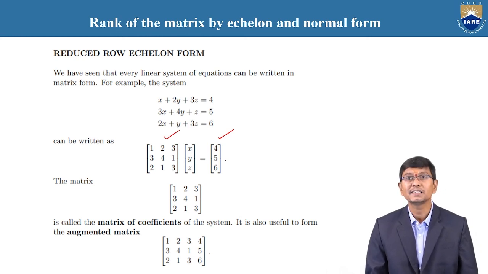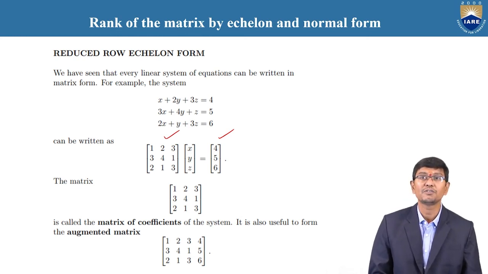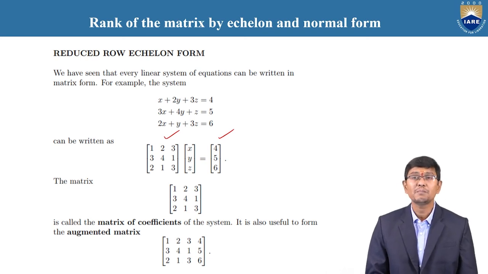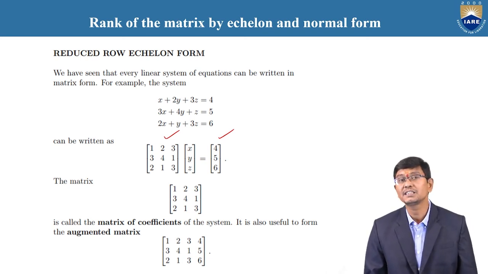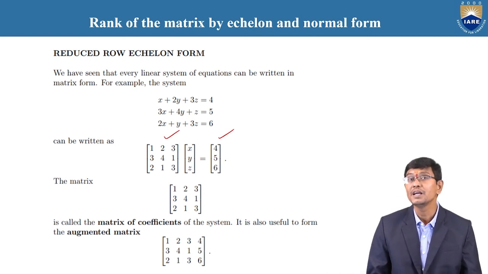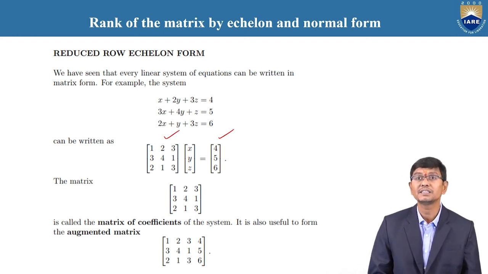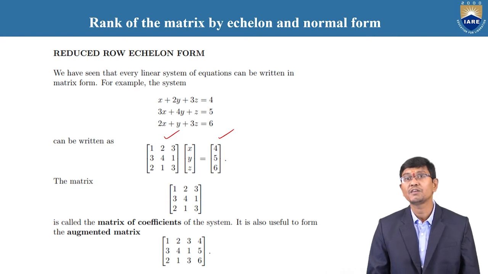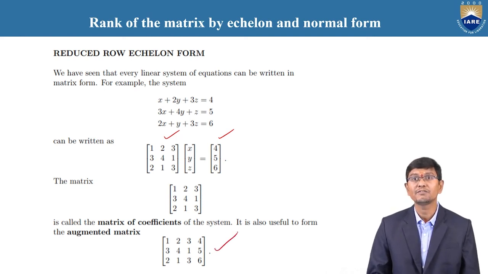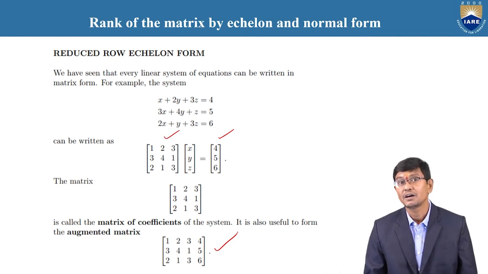Therefore, A is the matrix 1, 2, 3, 2, 4, 3, 4, 1 and 2, 1, 3. With the help of A and B, we consider the augmented matrix, that is the collection of A comma B within the matrix, which is called an augmented matrix. Therefore, AB is 1, 2, 3, 4, 3, 4, 1, 5, 2, 1, 3, 6.